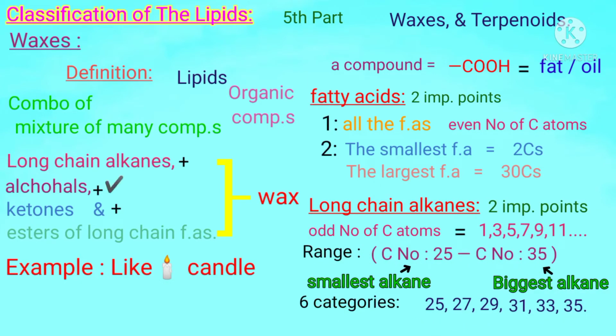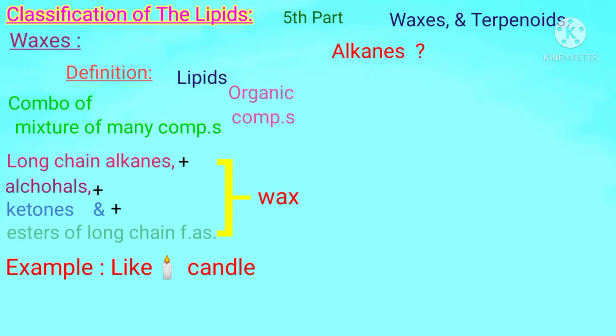Students, about alcohols, ketones, carboxylic groups, and esters, we have discussed in my different carbohydrates and lipids video lectures what these compounds are and how we can identify and recognize them. Only the alkanes are left to understand. What are alkanes? Let's see.